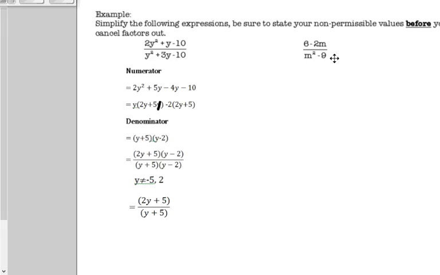Now we have 6 minus 2m over m squared minus 9. Again, we should recognize that this is called a difference of squares. So we have a perfect square, subtract a perfect square. Our numerator is going to factor, we'll remove a 2, and we're left with 2 multiplied by 3 minus m. Our denominator will factor to m plus 3 and m minus 3. This is how the perfect squares factor.